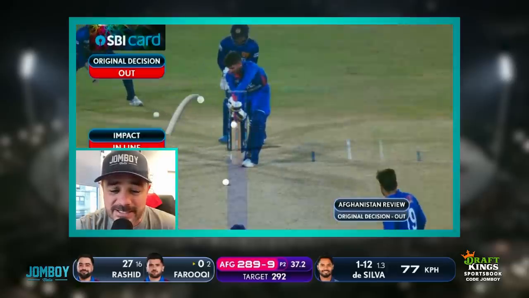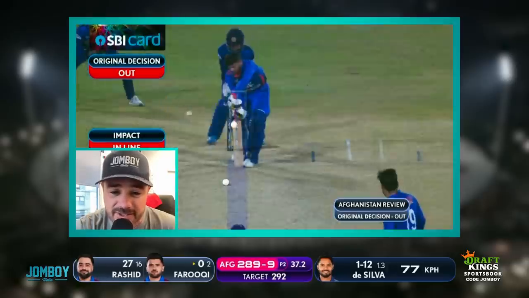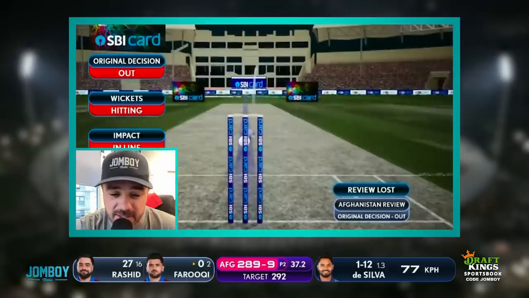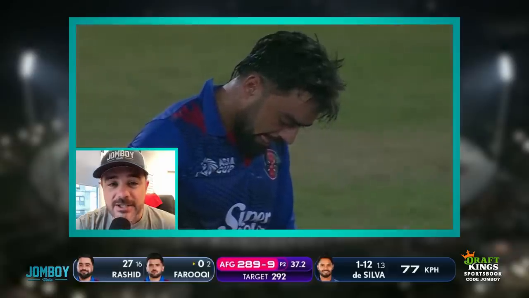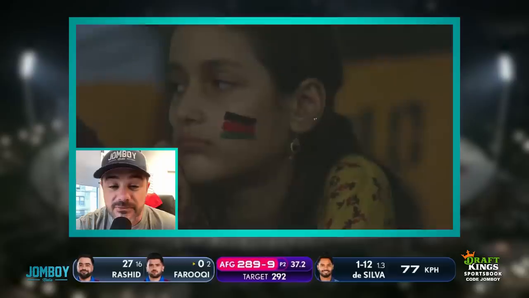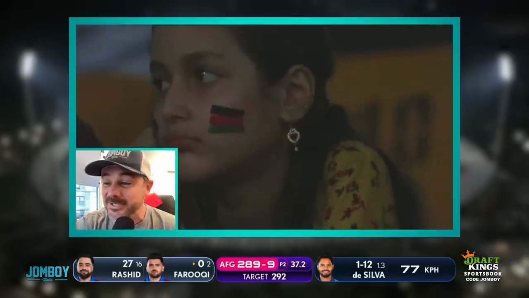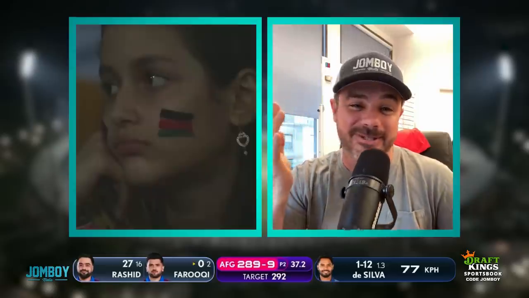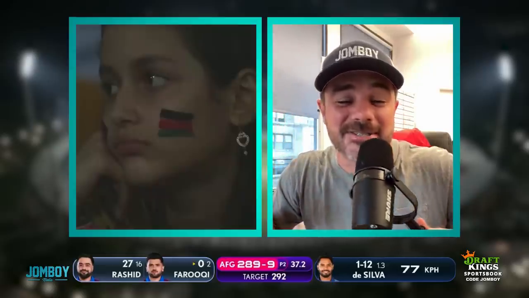The coach did a press conference after this. See, this is why he's out, because it hit his leg, and if it did not hit his leg, it would have hit the stumps, so he's out. Rashid's upset. Their coach, look at the fans. The fans knew. The commentators knew. The coach in the press conference said, nobody told us. Dude, you kind of got to tell yourselves, man.